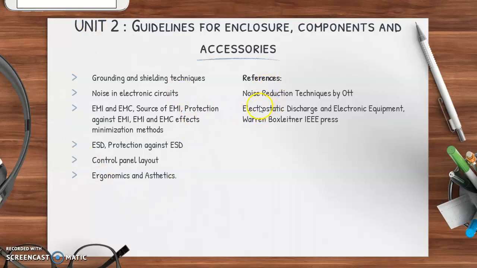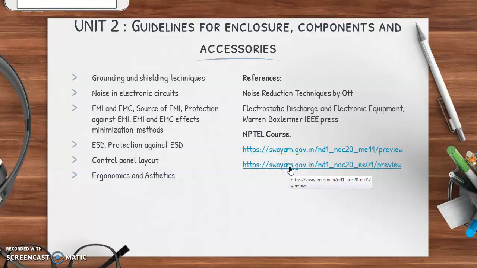Now references here is Noise Reduction Techniques by Ott. This is a book, and there is another book called Electrostatic Discharge and Electronic Equipment by Warren. There are 2 NPTEL courses. The first course talks about applied ergonomics and the second course talks about the prototype. So how we are going to design the prototype. So you can, if you want, register to these courses also. Most of the videos, they are very useful. Many questions are asked in the university question papers on these points as well. So this is all about unit number 2.